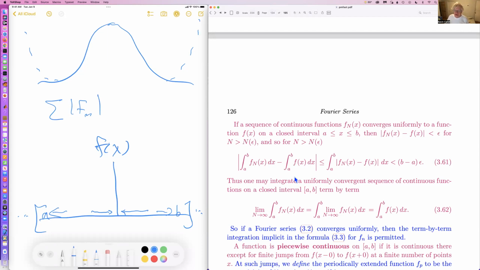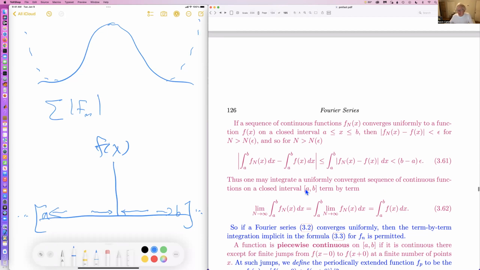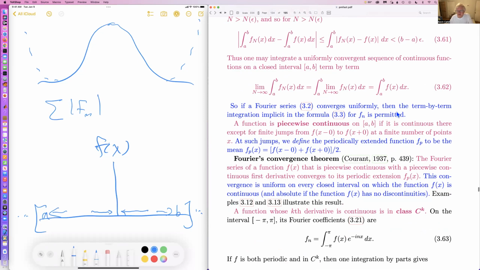And so that means that you can integrate a uniformly convergent sequence of continuous functions on a closed interval term by term. So in other words, the limit as n goes to infinity of the integral of f sub n is the same thing as the integral of the limit of f sub n, and that's f of x. So that's how we imagine Fourier series to be when we talk about them and integrate term by term. This is the mathematics that we're relying on, namely that the Fourier series converges uniformly.